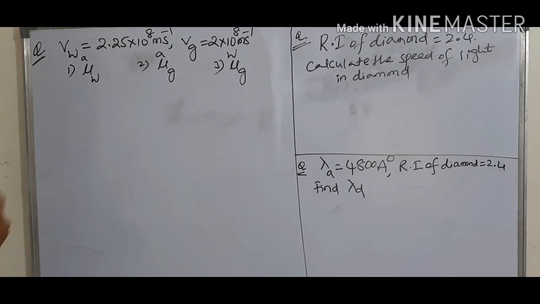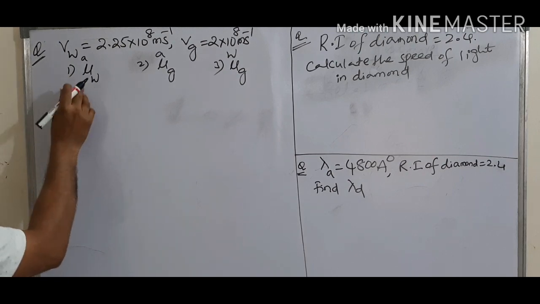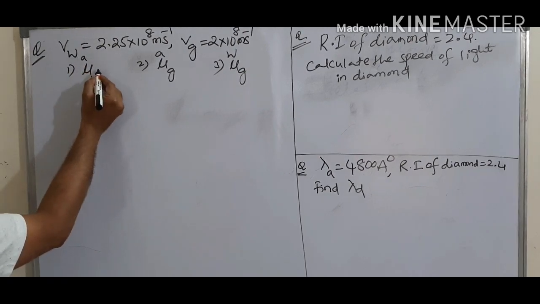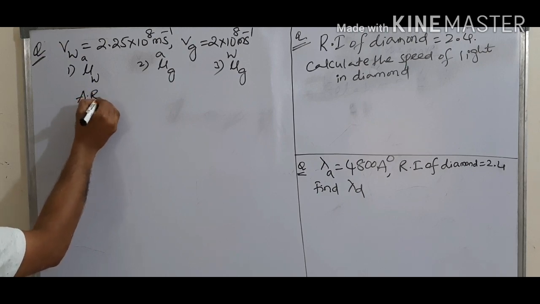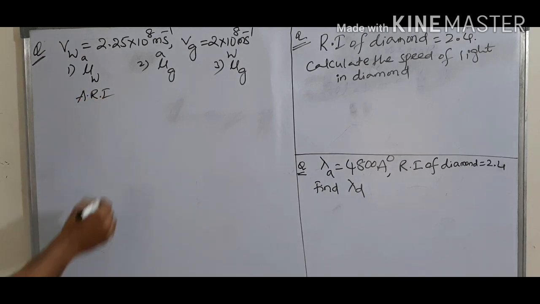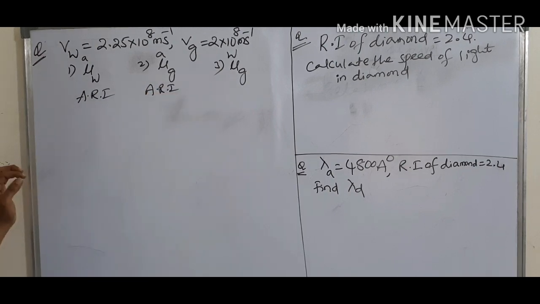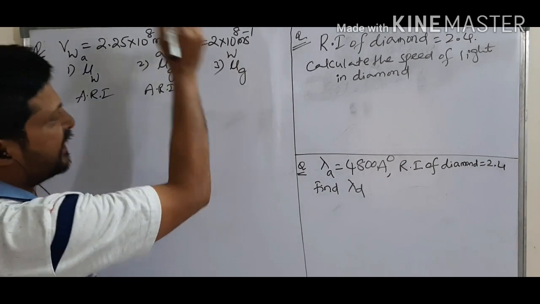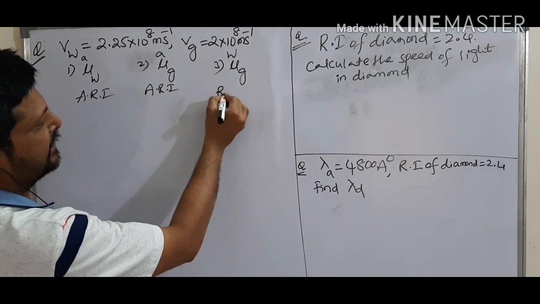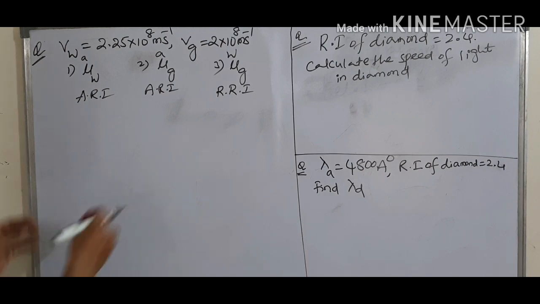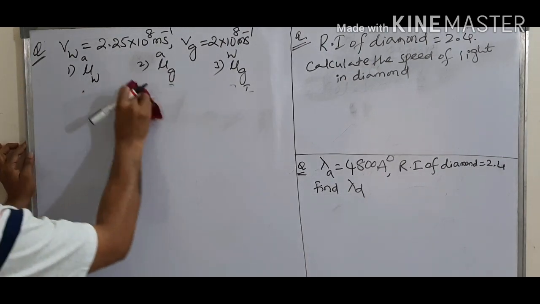First, to find whether each is an absolute or relative refractive index: with respect to A, this is absolute refractive index. Here also with respect to A, so this is also absolute refractive index. Here with respect to water, so this is relative refractive index. I hope all the students understood this. Let's calculate.